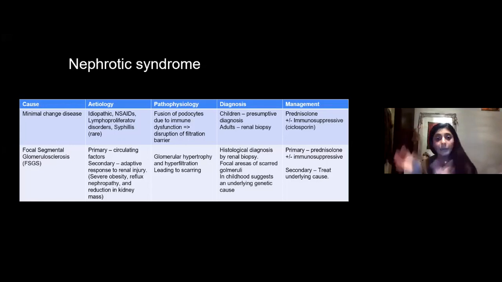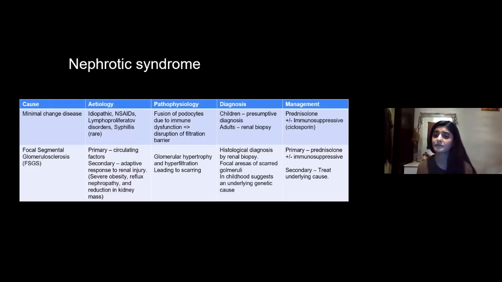However, if many glomeruli have shrunk and stopped working, others will have to take on that slack, and they become hypertrophic. So we have scarred glomeruli, and then we have hypertrophic glomeruli as well. This is a diagnosis that is made histologically by renal biopsy, along with our history and examination and other investigations that I'll speak about later. For this one specifically, it's a histological diagnosis, and you'll see focal areas of scarred glomeruli and areas of hypertrophic glomeruli. If this kind of nephrotic syndrome occurs in children, we then start looking for an underlying genetic cause.